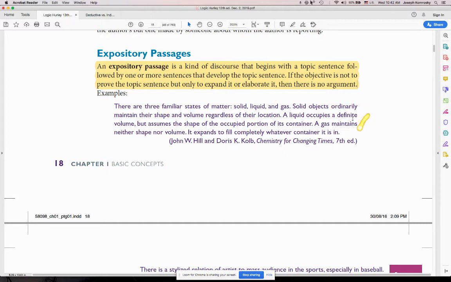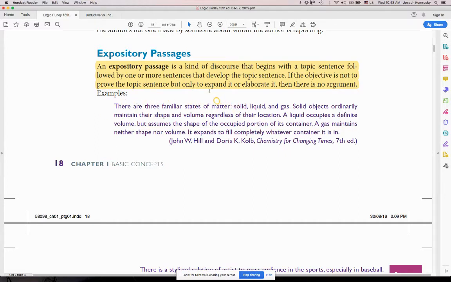So each sentence that follows, the main topic is matter, right? And they're solid, liquid, gas. Each sentence is going to unpack what a solid is, what a liquid is, what a gas is, but there's no argument. It's just expanding on the general topic of matter. Solid objects ordinarily maintain their shape and volume regardless of their location. A liquid occupies, just giving you information, expanding upon matter.